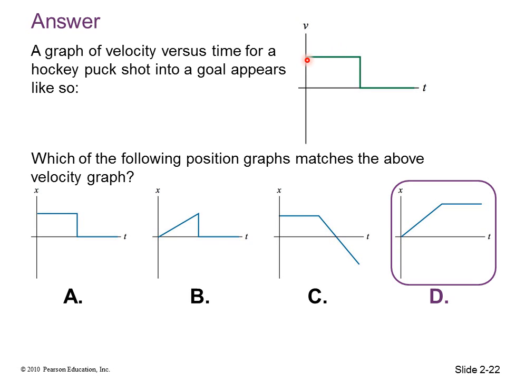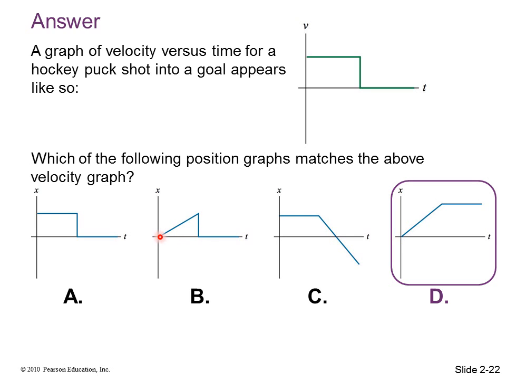So constant velocity means that, and it's positive constant velocity. So the puck is displacing in a positive direction. So this one, the puck is sitting still. That's not the answer. It's sitting still here. Boom, not the answer. So A and C are out. So now we're left with B and D. So let's look at B and D.